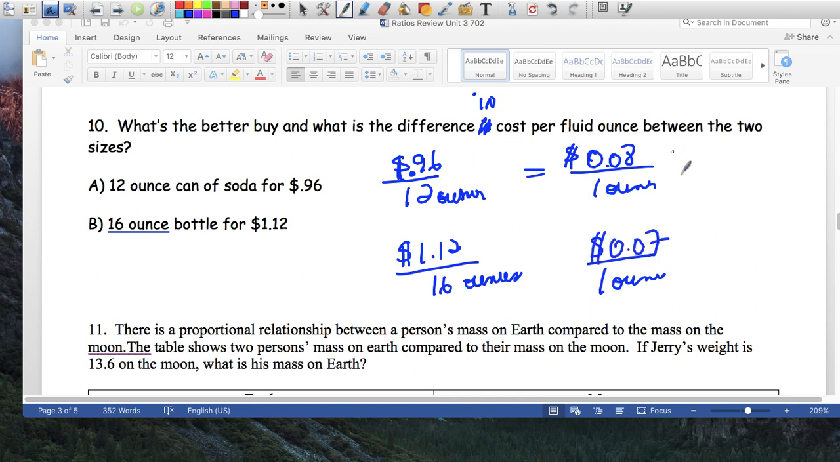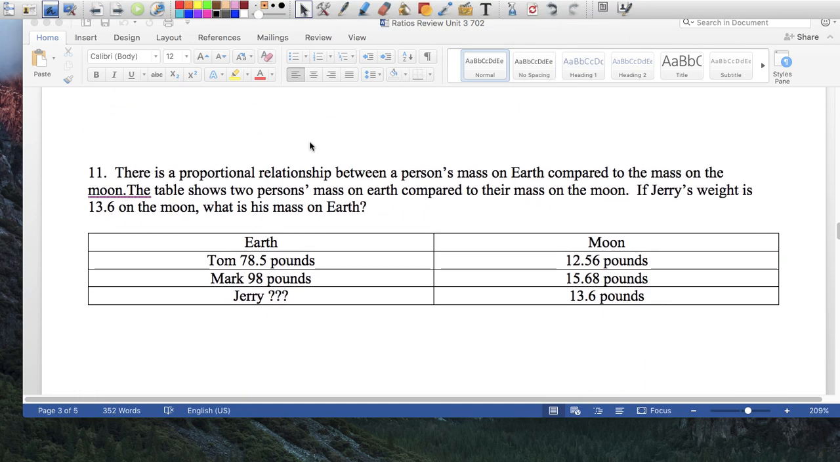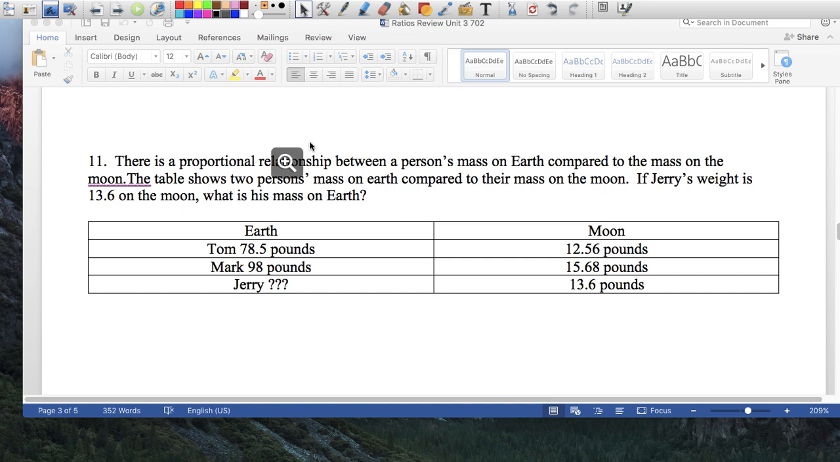So the difference per fluid ounce between the two sizes is 1 penny. Okay, so this is more expensive than the other by 1 penny. So that would be your final answer. This is a proportion. There is a proportional. I don't like this question.